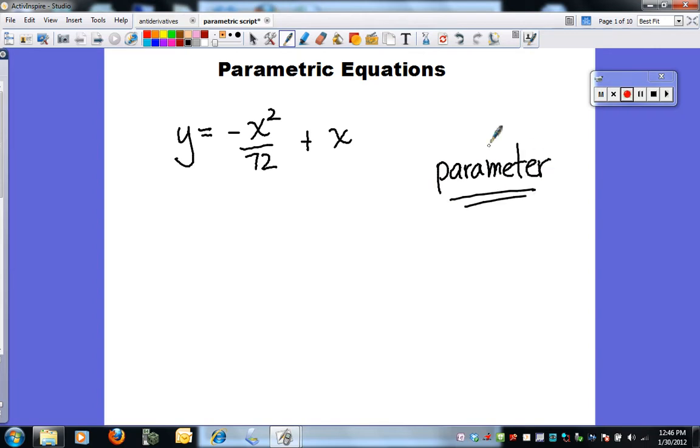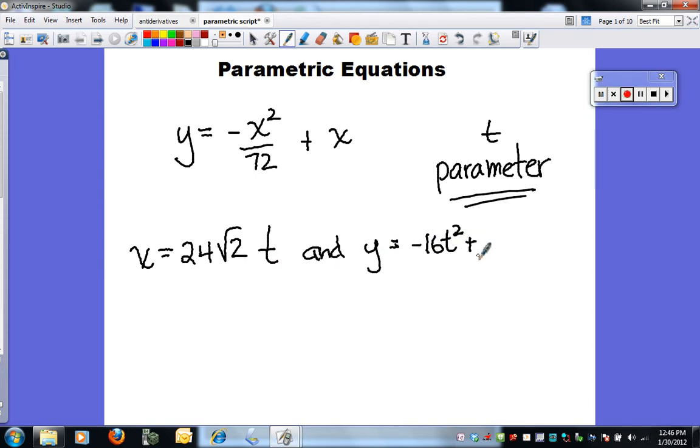So a parameter, and it's going to be this variable t. We can write both x and y as functions of t. So we can write this as x equals 24 times the square root of 2 times t. And the y part is negative 16t squared plus 24 times the square root of 2 times t. These are the parametric equations. We will learn a little bit later about how to find them, but right now just understand that these are two parametric equations. Three variables, x, y, and t.